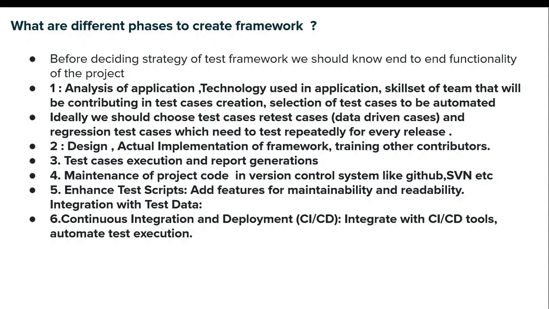Maintenance of project code. The next phase is maintenance of project code in a version control system. Once you create the framework and write the code, it is very important to maintain the project code. So we have to use some version control system like GitHub or SVN, with which we can control the version of our code.